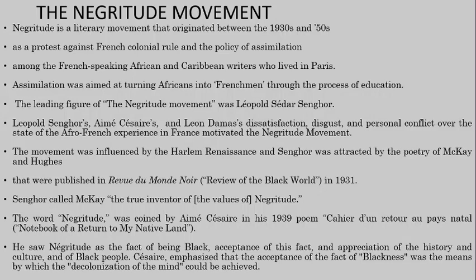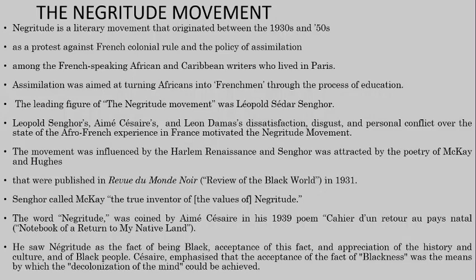Aimé Césaire, Leopold Senghor's and Leon Damas's dissatisfaction, disgust, and personal conflict over the state of the Afro-French experience in France motivated the Negritude movement. The movement was influenced by the Harlem Renaissance, and Senghor was attracted by the poetry of McKay and Hughes that were published in Review of the Black World in 1931. Senghor called McKay the true inventor of the values of negritude.